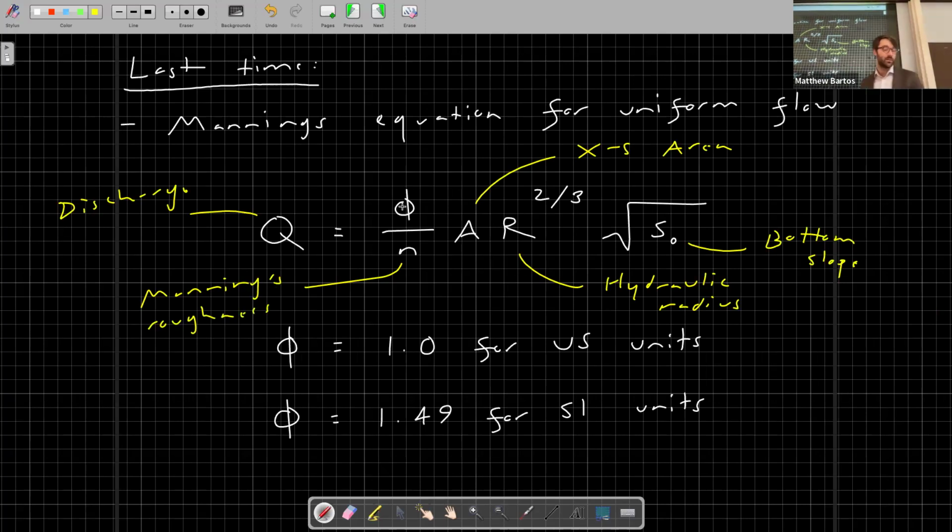And then this phi parameter is a parameter that depends on the unit system we're in, because Manning's equation is not dimensionally consistent. Phi is equal to, sorry, this is wrong. This should be SI units on the top here. So it's 1 for SI units and 1.49 for US units.